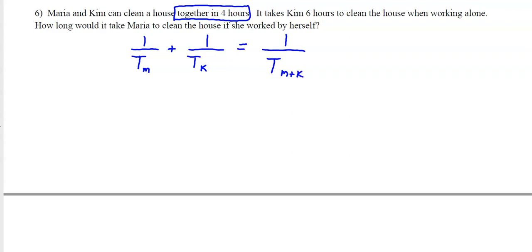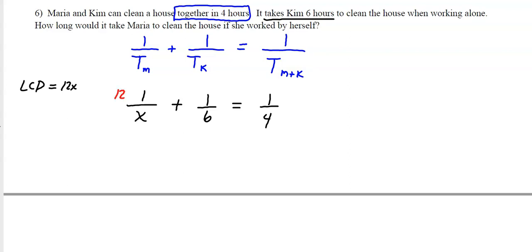Well, on this one, we actually know the right side denominator. So what do I have? It takes Kim 6 hours. So we got Kim, and we got the total, but we don't know this other one here. We don't know Maria's time, which I'm just going to call x to make life a little bit easier. So looking at all those, it looks like my LCD is going to be 12x. So let's multiply everybody by 12x.